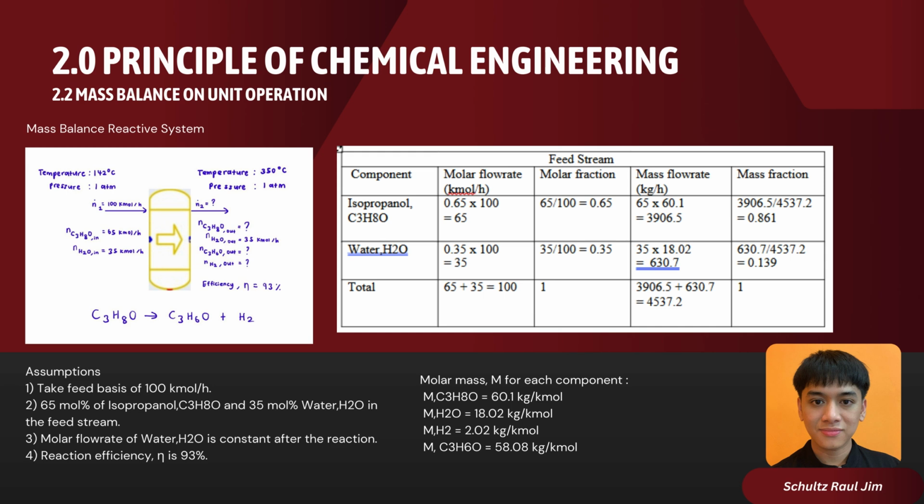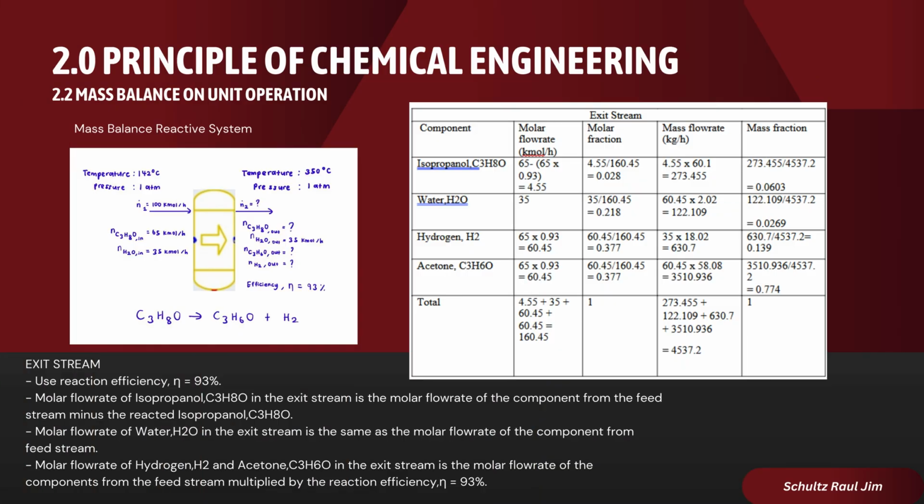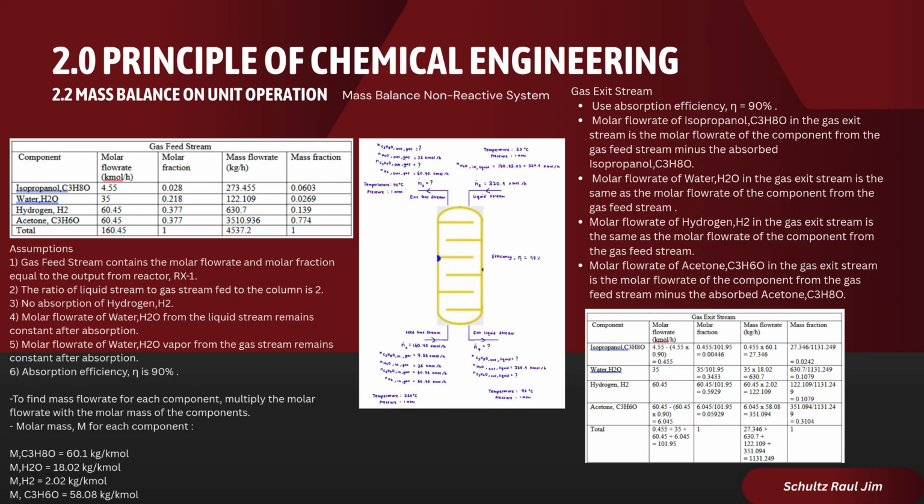The table shows the calculation of data for feed stream, and in order for us to find the mass flow rate, multiply the molar flow rate for each component by their molar mass. In the exit stream, the molar flow rate of isopropanol would be the subtraction with the reacted isopropanol. Molar flow rate of water stays the same in the exit stream, while for hydrogen and acetone, the molar flow rate in the exit stream would be their molar flow rate in the feed stream multiplied by the efficiency, which is 93%.